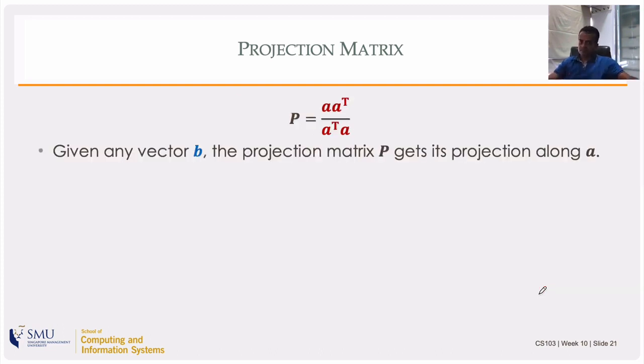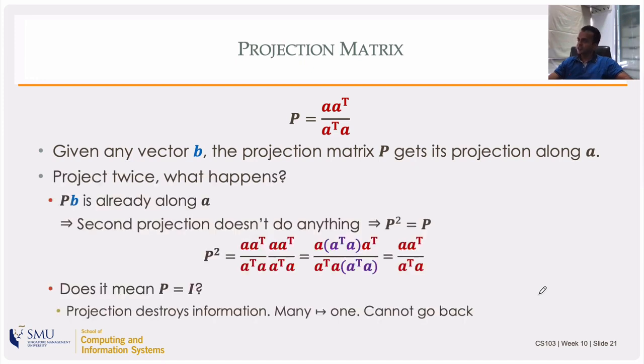So that is my projection matrix again. So given any vector B, a blue vector, the projection is already along A. But if I do it twice, if I project the projection, what will happen? The projection is already along A. If I project it again, since it's already along A, it's not going to change. What that means is that if I apply the projection operator twice on a vector, it is the same as applying it once.